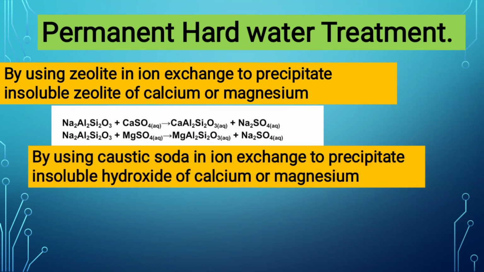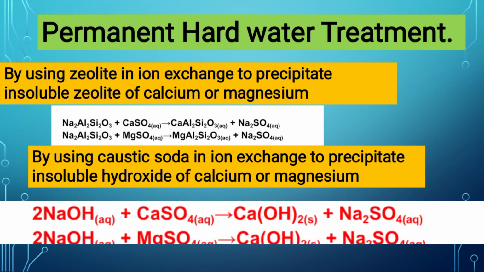The second one is by using caustic soda. It's also an ion exchange method to precipitate insoluble hydroxide of calcium or magnesium. Know that ion exchange is the statement used for double decomposition reaction. Double decomposition reaction is a type of reaction in which ions are exchanged by two electropositive ions. Yes, that is what normally happens here. Although one of them must be precipitated because one of them is not soluble. That is, one of the products is not soluble. That is what happens here.